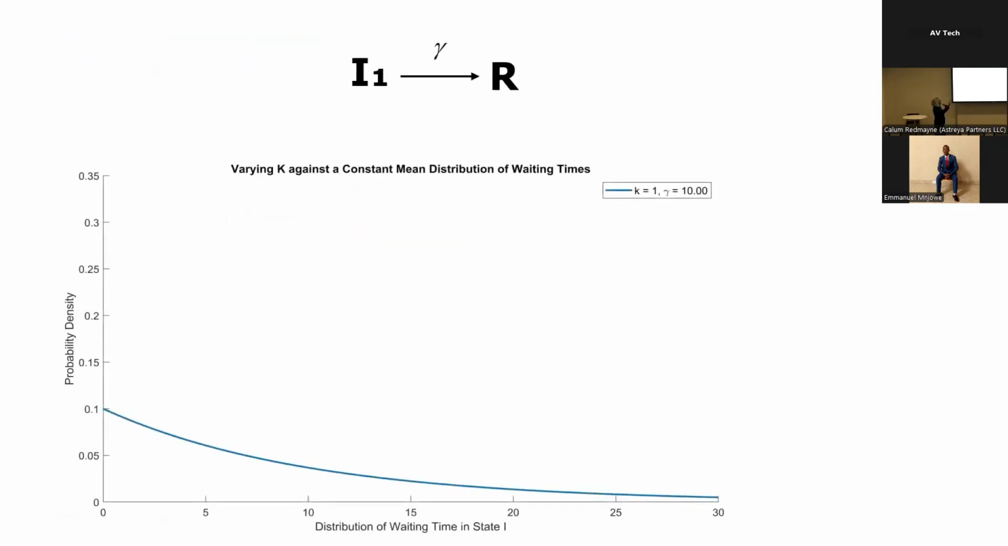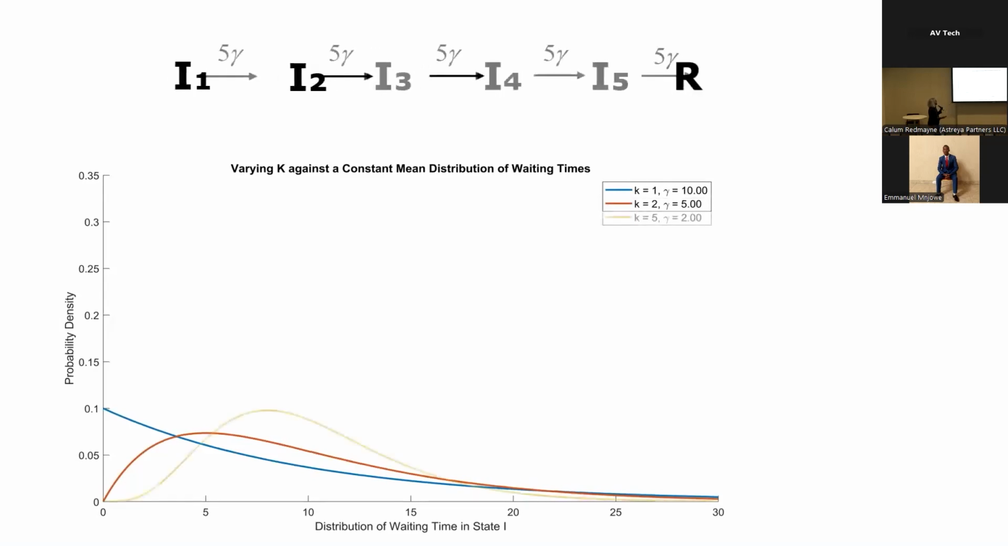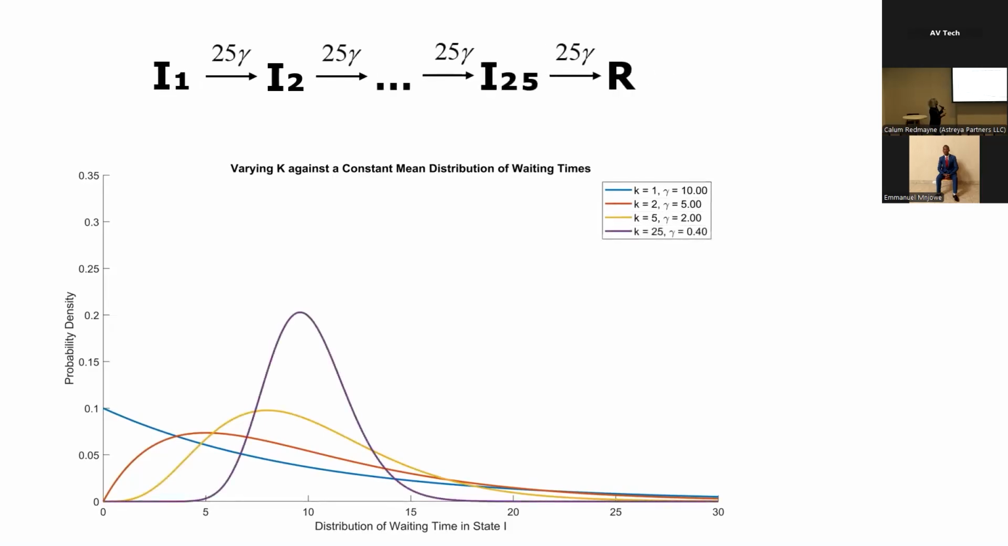So, we have this one transition rate and we have an exponential distribution. We divide that into 2 states, and we have this distribution changing over here. Same thing: you can make it into 5 states, 25 states, 75 states. The list goes on. And you can see the distribution, while keeping the mean constant, is getting narrower and narrower. And if you go all the way to infinity, you'll get a fixed time delay. That is essentially what's going on.